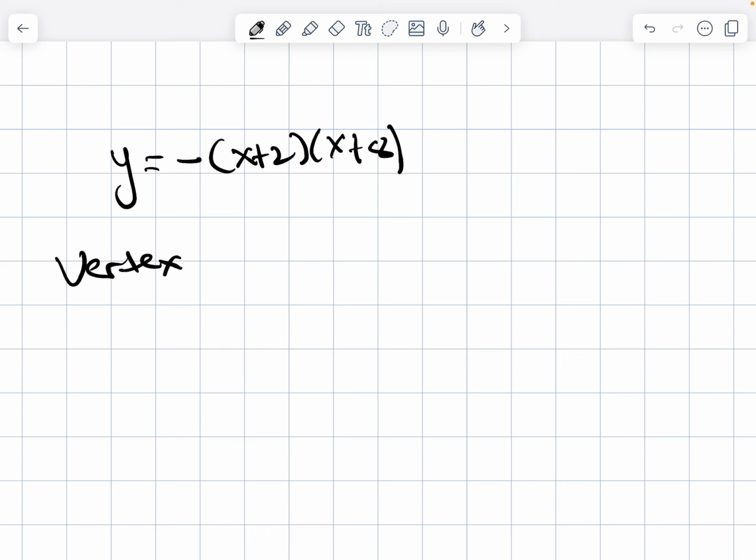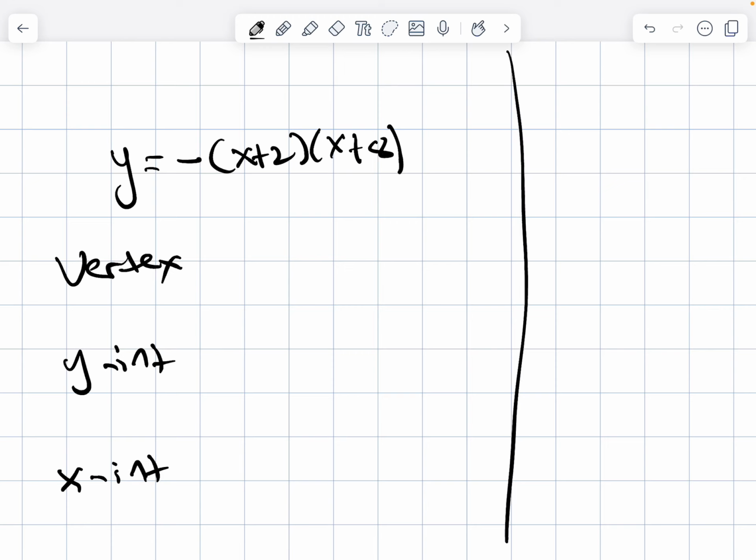All right, guys, we're going to go through questions 9, 10, and 11 on the study guide. So question number 9 is going to look something like this: y equals negative x plus 2, x plus 8. And it wants us to find the vertex, the y-intercept, and the x-intercept. Now, just to give a little bit of background, what this looks like is this.